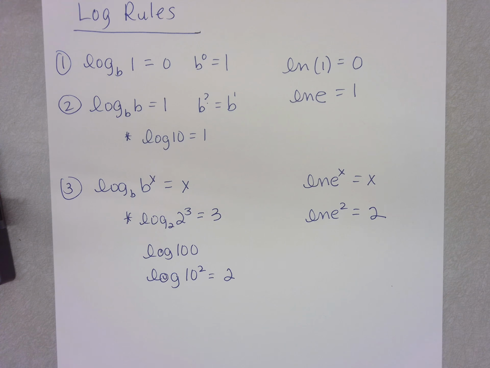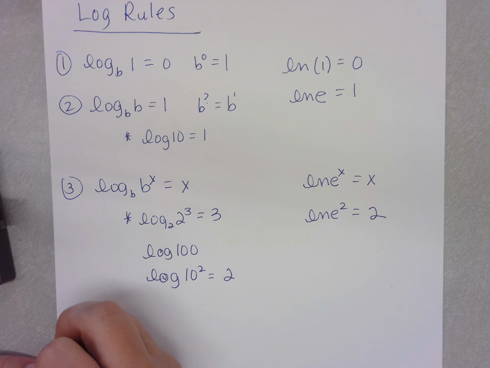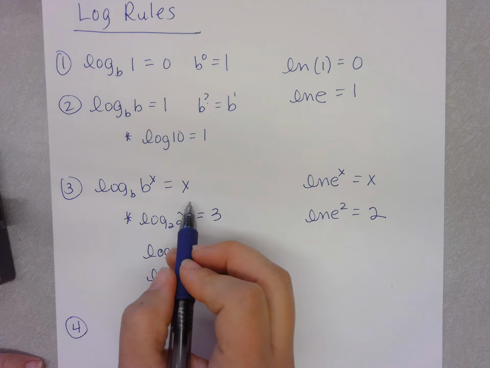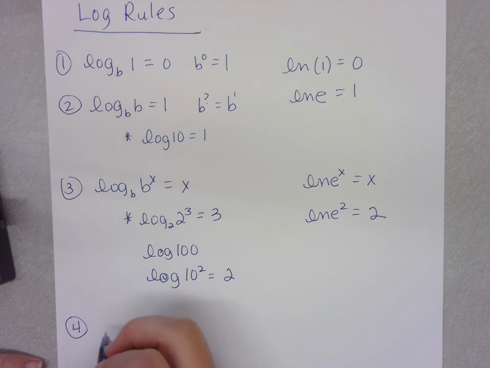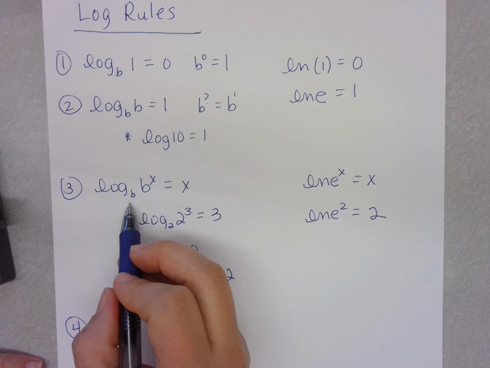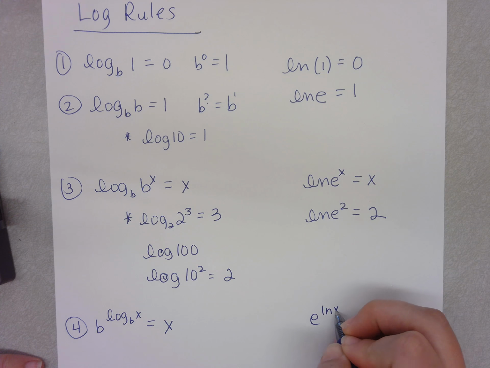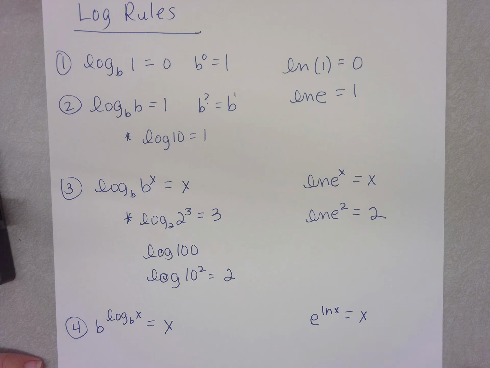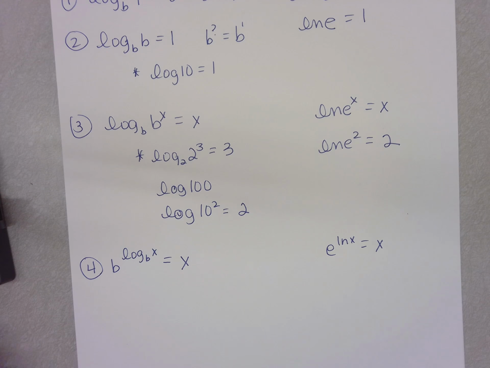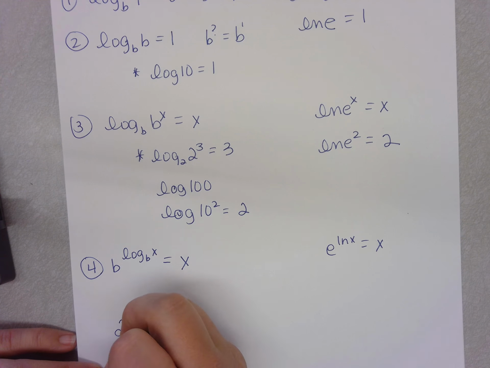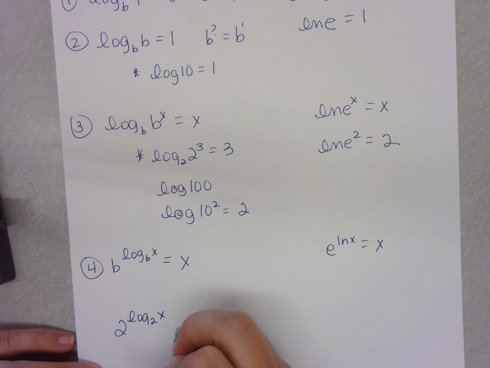Okay? Alright, so then one more of the simple ones, and it is slightly different than this one. If I have a log base b of b to a power, it's just the power. Also if I have b to the log base b of x, this is also just x. And over here this would be e to the natural log of x. This is also x. Okay? So for instance, if I had 2 to the log base 2 of x, this would just be x.